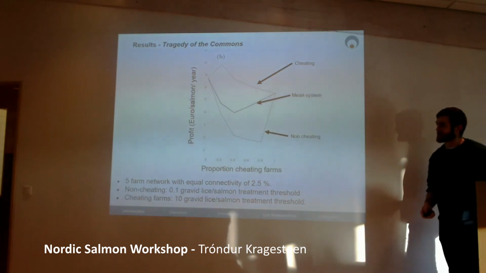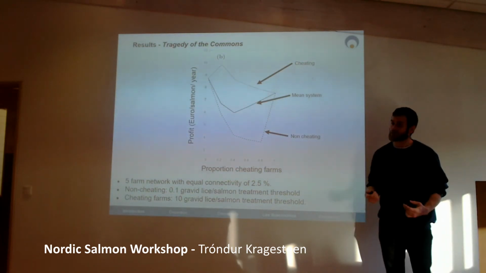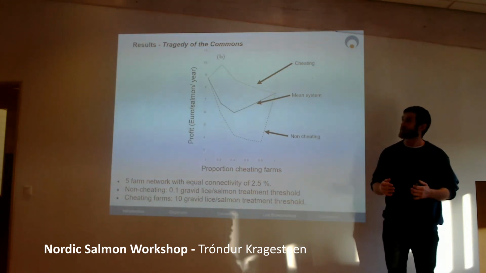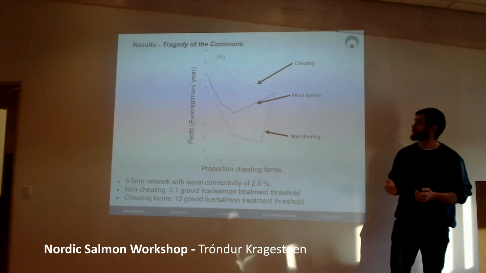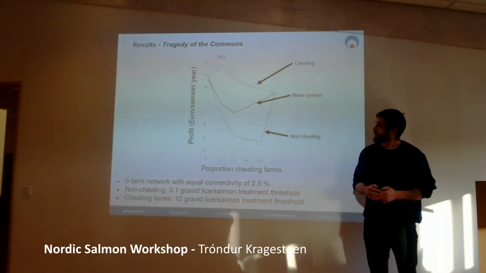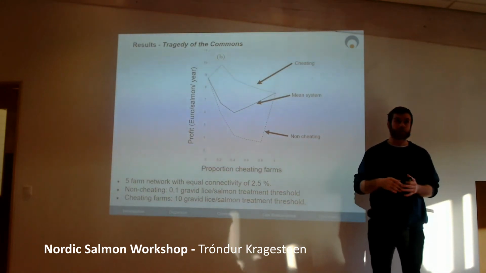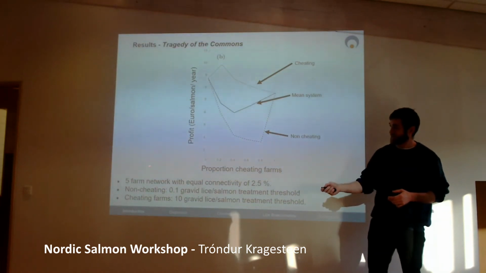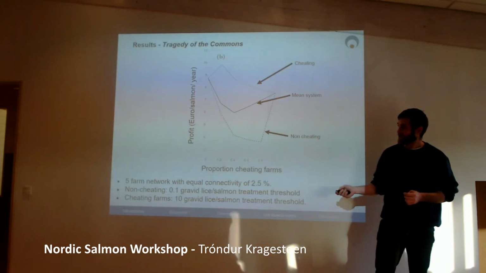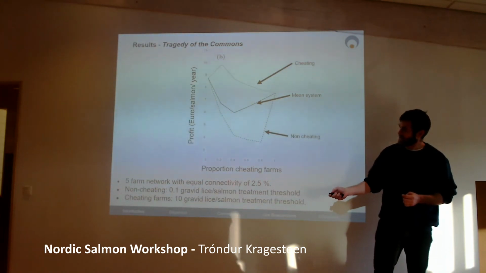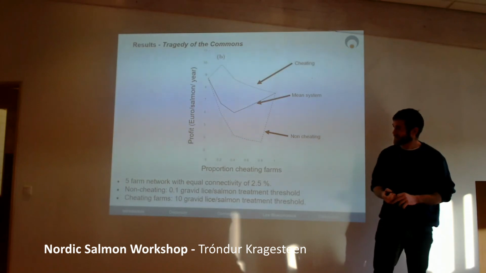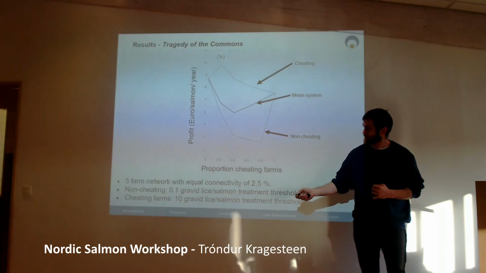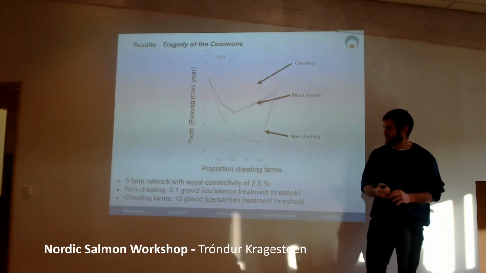We also showed that there is a case of tragedy of the commons in salmon farm networks when we regulate with a low treatment threshold. So we did an experiment with a 5-farm network with equal connectivity of 2.5%, and we said every farm has to treat at 0.1 gravid lice per salmon.